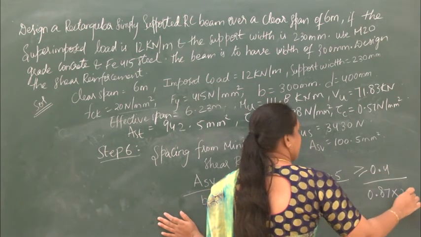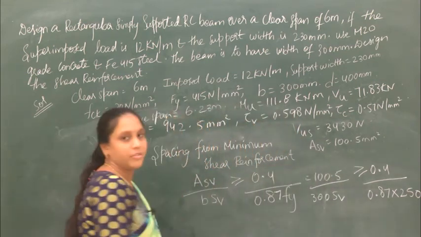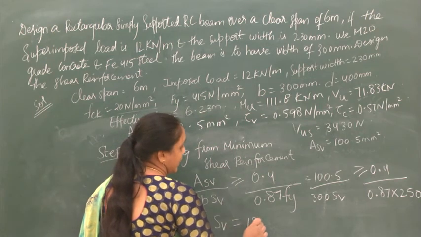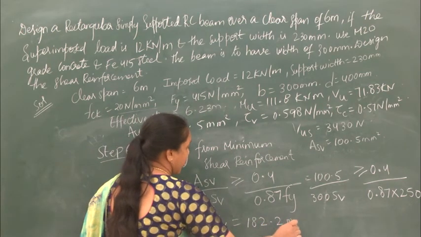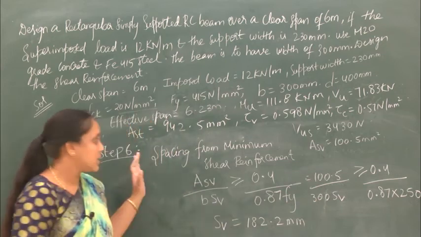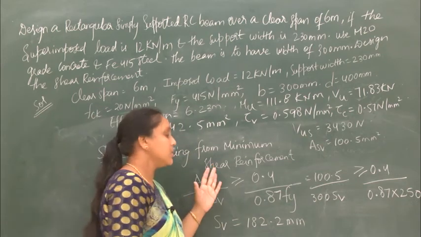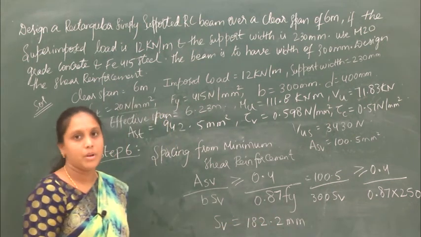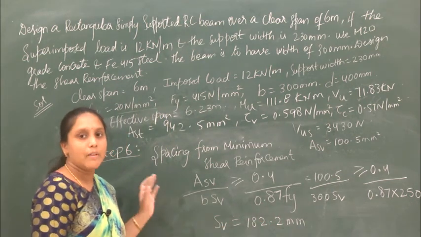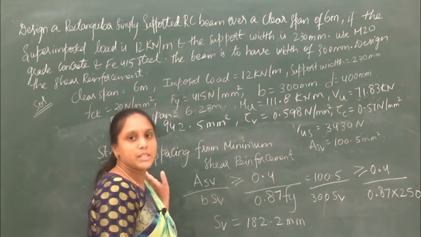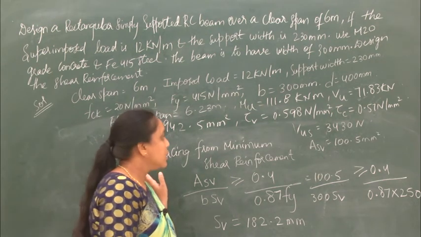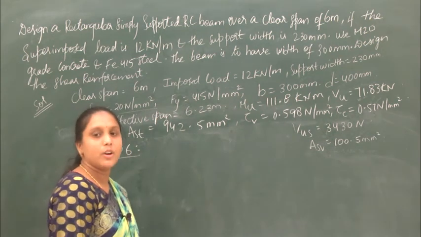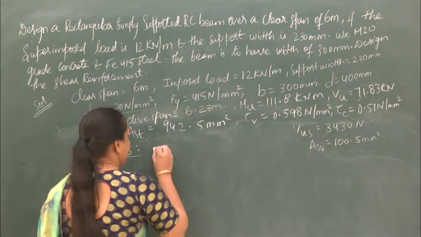Here what is the grade of the stirrups I am considering? It is 250. So from this you will get a value of Sv. So the value of Sv you will get is 182.2 mm. So this is the spacing from minimum shear reinforcement, that is 182.2 mm. Now next we have to find out the maximum spacing. So now let us find out the maximum allowed spacing.